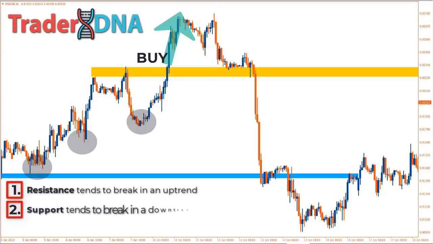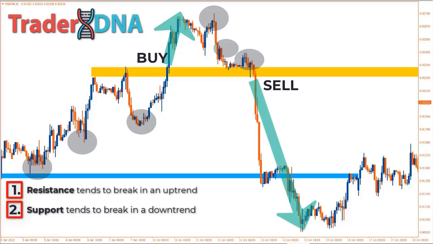Second, support tends to break in a downtrend. For a downtrend to continue, it has to consistently break new lows. Thus, going long at support isn't a good idea. But going short at resistance is a great idea.